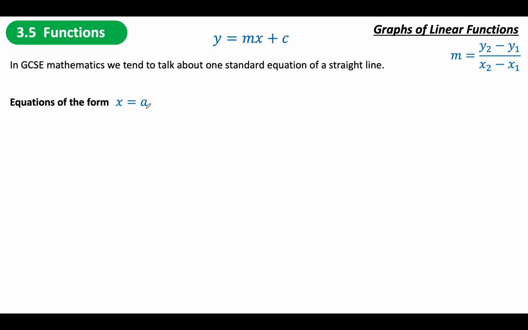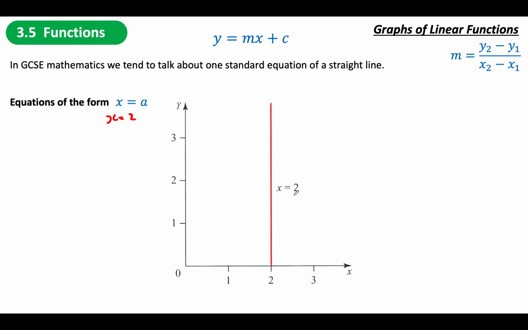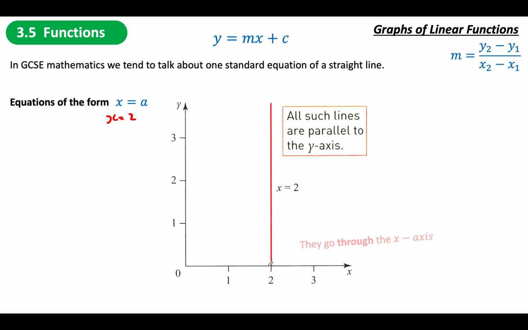x equals a. So x equals something. For example, that could be x equals 2. There's my graph. It is a vertical graph going through the x-axis at 2. All such lines are parallel to the y-axis. They're vertical, and they go through the x-axis at their number. So if it's x equals something, it's vertical through that number on the x-axis. And obviously this would continue into the negative values of y as well.